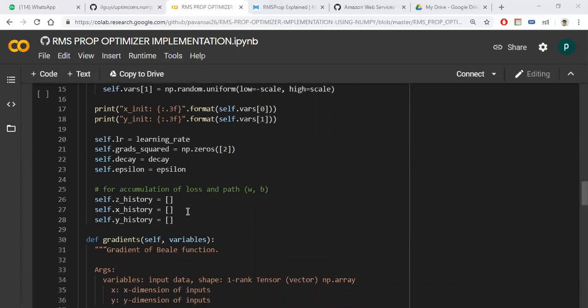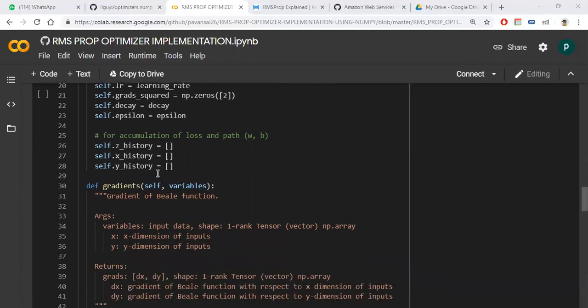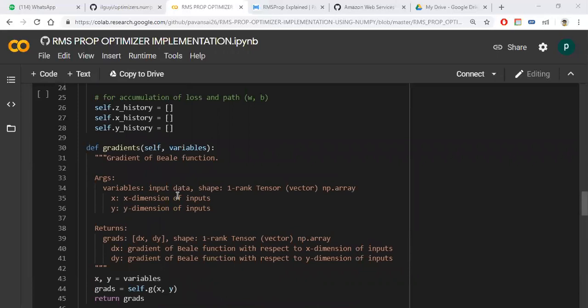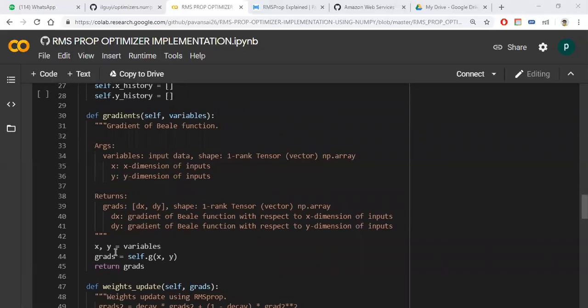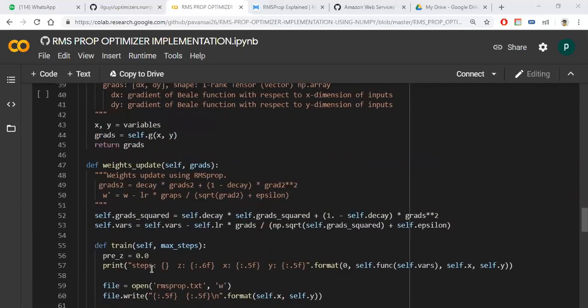So we need to accumulate class functions. So I am taking these three variables as empty lists. After I assign, we are calculating the gradients. Whatever function you give, we need to differentiate first. So I am taking x y variables, giving the variables, and after calculating the gradients, I am returning the gradients. So this is the main step for implementation of the optimizer weight update.